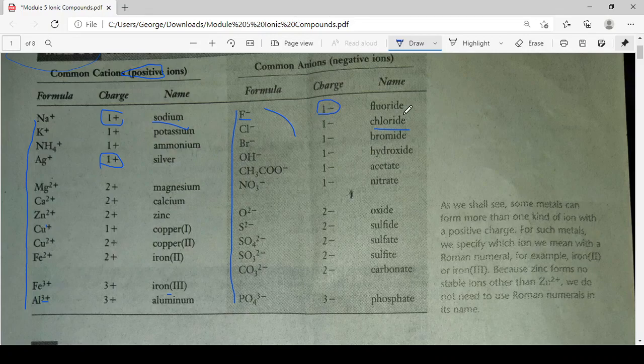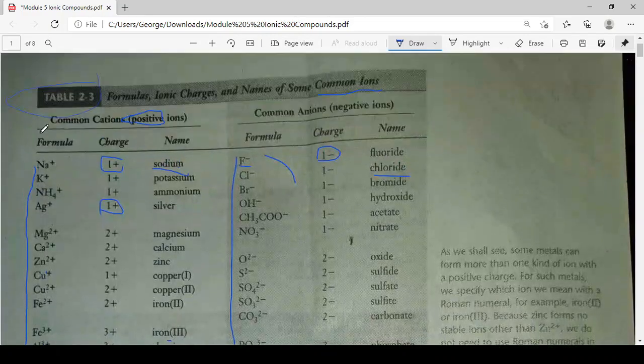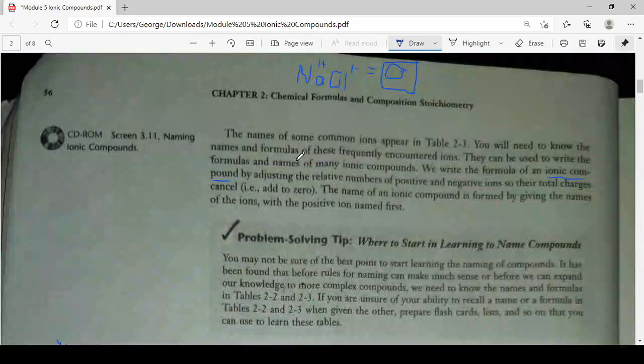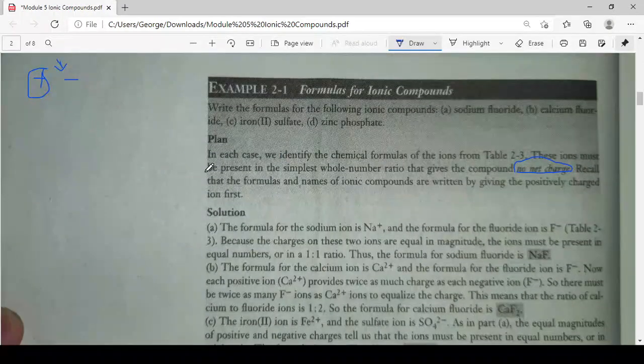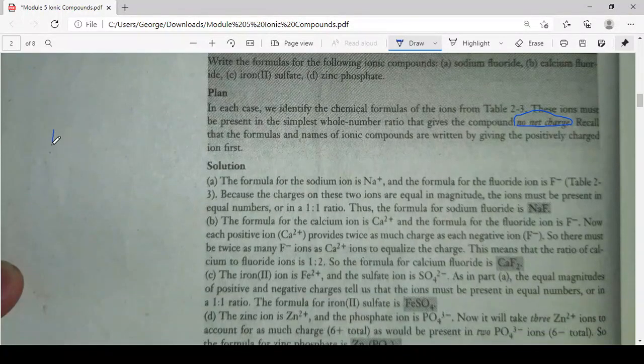1 negative, fluoride. So we saw that sodium is written Na plus, and its charge is 1 plus. Fluoride, kids, is written F negative. Its charge is also 1 negative. Therefore, kids, we write sodium fluoride per its formula. The formula of sodium fluoride, Na plus. It's 1 plus, right? Our sodium is Na 1 plus and your fluoride is a 1 negative charge.